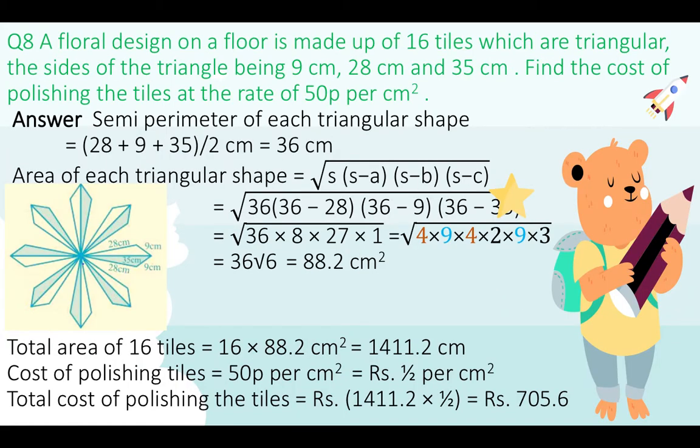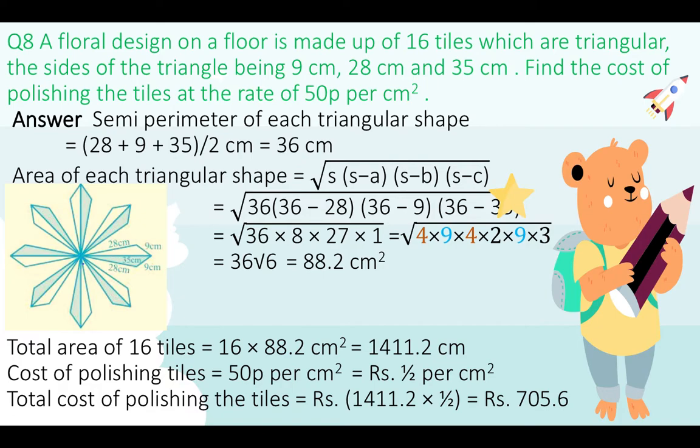Question number 8. A floral design on a floor is made up of 16 tiles, which are triangular. So what is given? A floral design is made of 16 triangular shaped tiles. The sides of the triangle being 9 centimeter, 28 centimeter and 35 centimeter. This is given to us. The given information you can see from the diagram also.